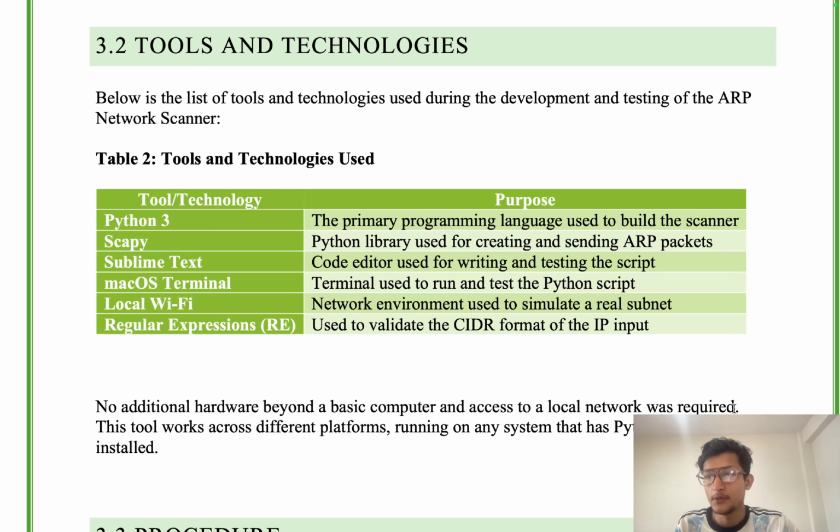For sending ARP packets, I chose Scapy, a Python library that lets you create and manipulate network packets easily. The code was written and tested using PyCharm on Mac OS system. I ran the script mainly through the terminal. I also used regular expressions in Python to validate user input for IP ranges, ensuring the format was correct before scanning. The scan was performed on the local Wi-Fi network to simulate real subnet environments.